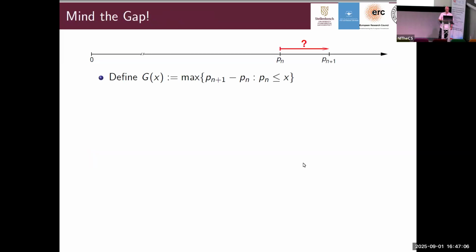Okay, so let's look at gaps between primes. Let's define g of x to be the maximal gap between primes. Of course, the twin prime conjecture asserts that infinitely often p and p plus 2 are prime, so the gap between primes should be 2 infinitely often. But here we are calculating the maximum of the gap, not the minimum.